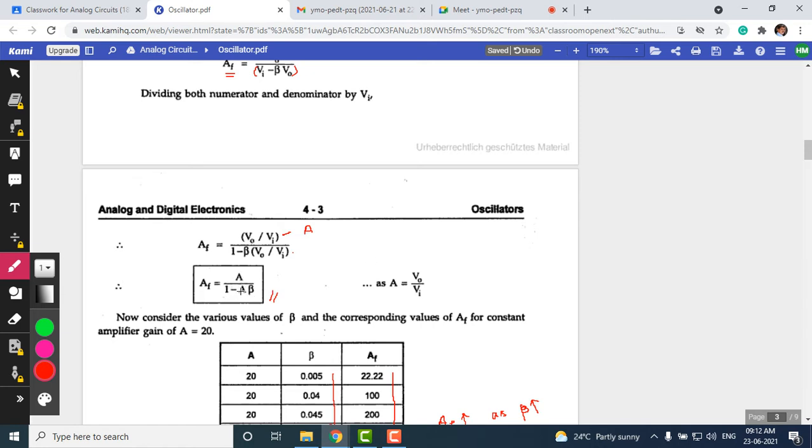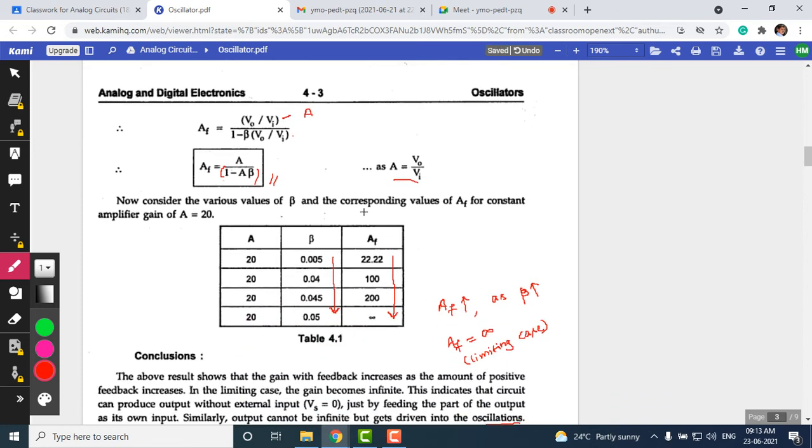Observe the negative sign here, and also there is a factor 1 minus A beta in the denominator. So, obviously, gain with feedback is reduced by 1 minus A beta, since it is present in the denominator. This is the amplifier gain, A equals V naught by Vi. Now, let us make an observation to understand the importance of feedback in an oscillator circuit. Consider various values of beta, which is the gain of the feedback network.